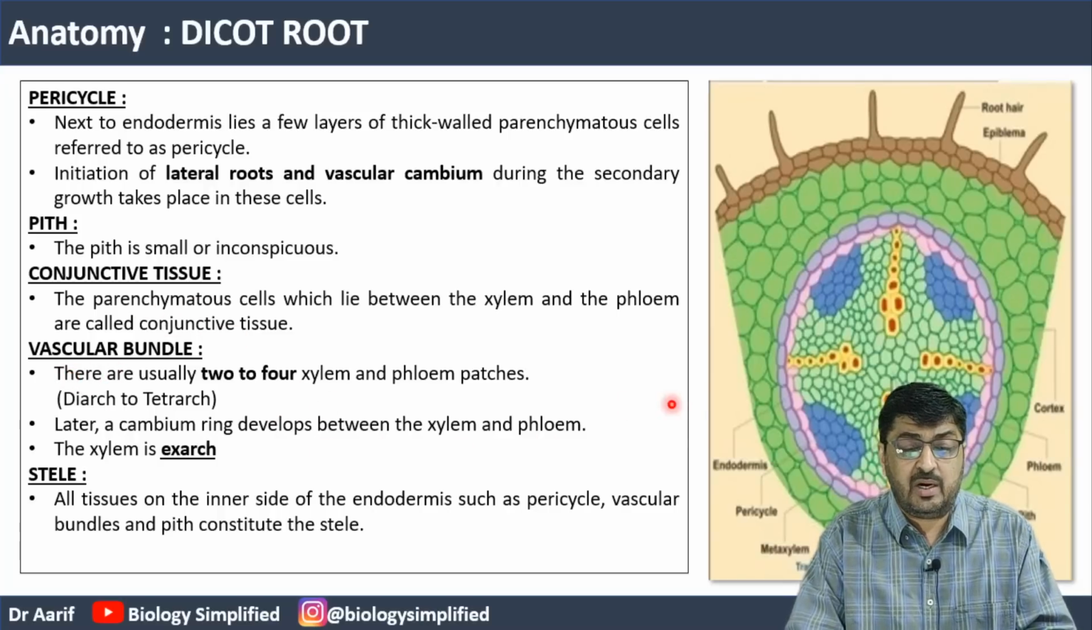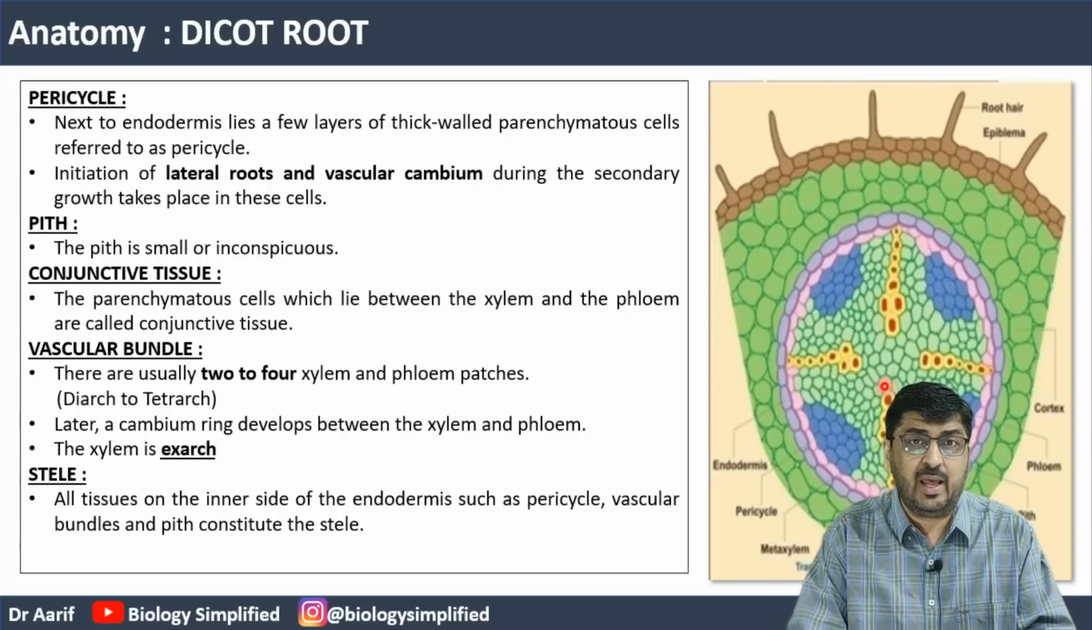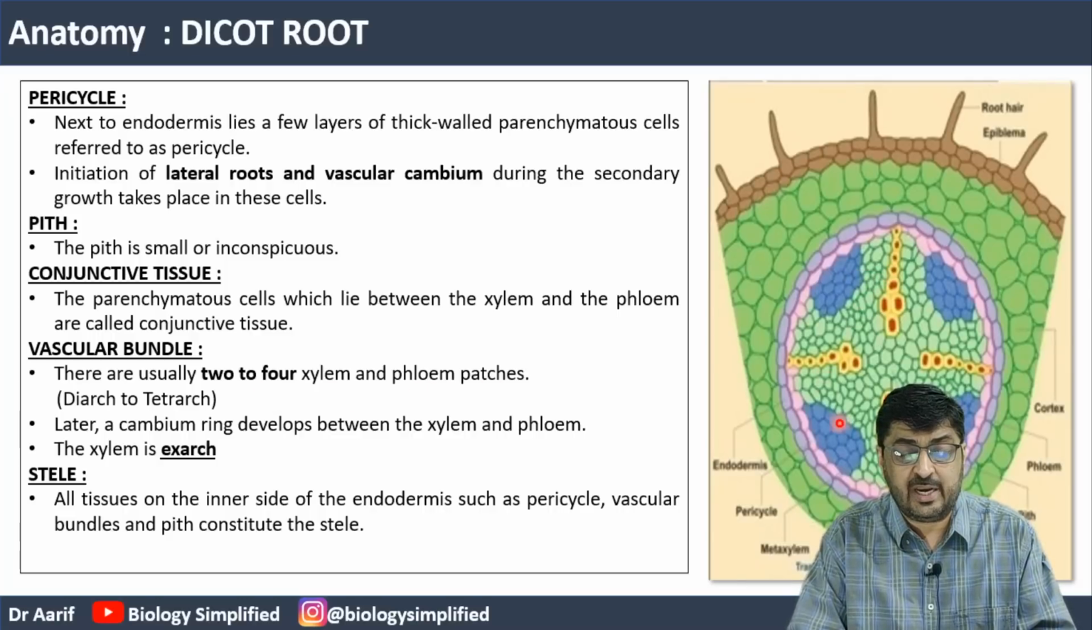Now, the vascular bundle, obviously it goes without saying that root है तो the vascular bundle has to be radial vascular bundle, dicot हो या monocot, it has to be a radial bundle because the xylem and phloem are on different radiuses, right? So there are 2 to 4 xylem and phloem patches. I can see this. This is one patch of xylem phloem. This is a second patch, third patch, fourth patch, right?